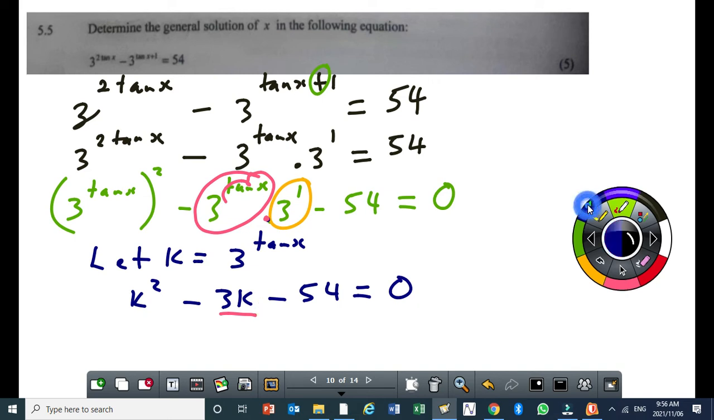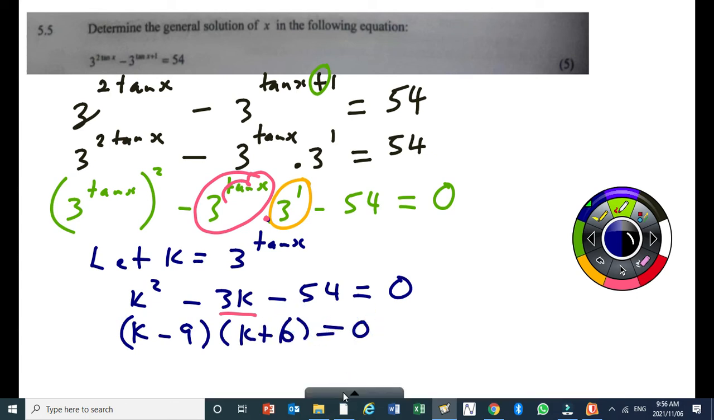Then you need to factorize that. Now to factorize it, K minus 9 times K plus 6. This is equal to 0. Now you start smiling. Then K is equal to 9 or K is equal to minus 6.